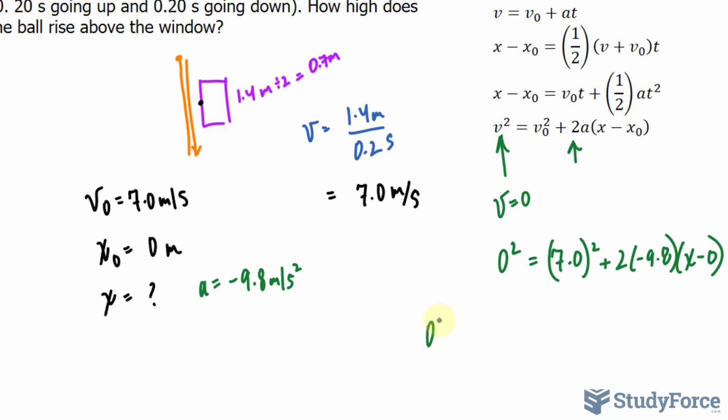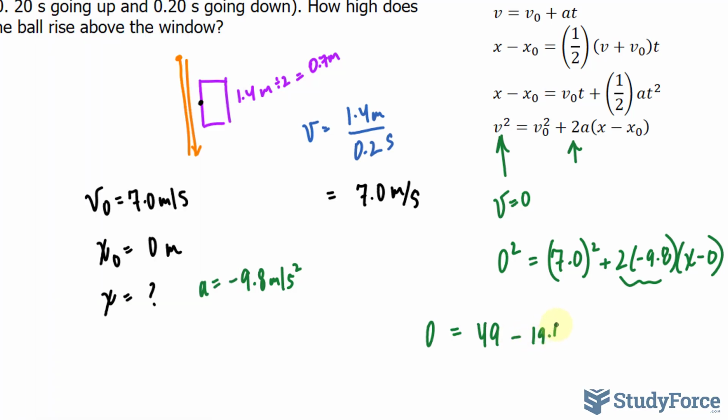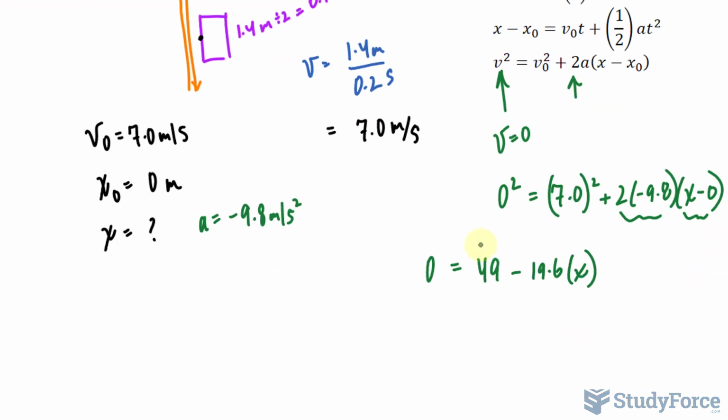We have 0 is equal to 49. 7 to the power of 2 is 49. Multiplying these out, let's use our calculator, 2 bracket negative 9.8. That gives us a value of negative 19.6. So negative 19.6, and this part simplifies to x. Let's solve for x. Let's bring that 49 over. We have negative 49 is equal to negative 19.6 x.